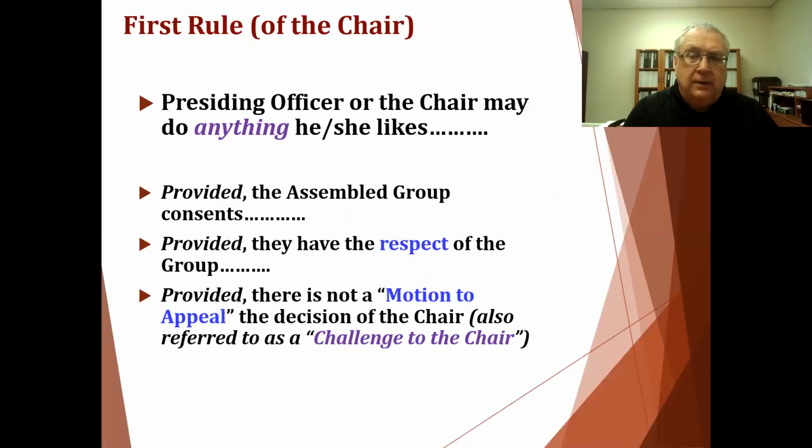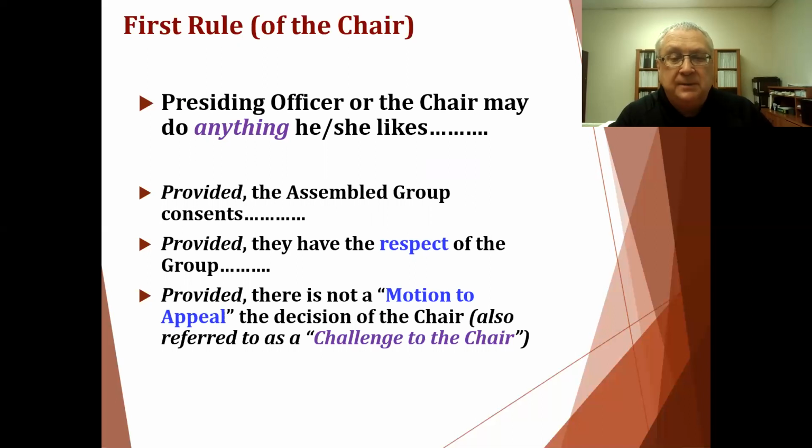So let's talk about the traffic cop, the presiding officer, the person who's in charge. Now, here's the first rule. And I say this to everyone that takes one of my classes on parliamentary process. The presiding officer can do anything they want, but, there's a but in there. They do it at the leisure and the convenience of their assembled group.